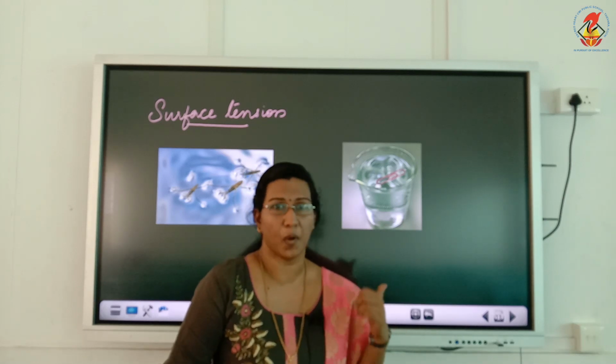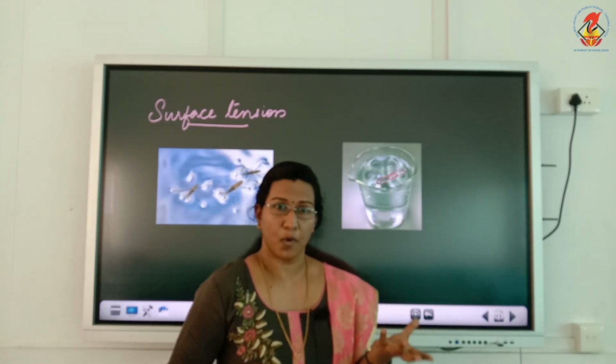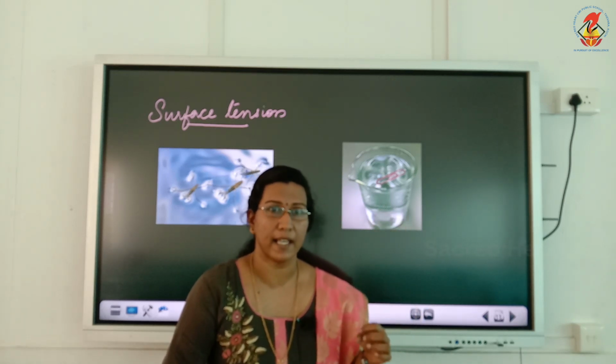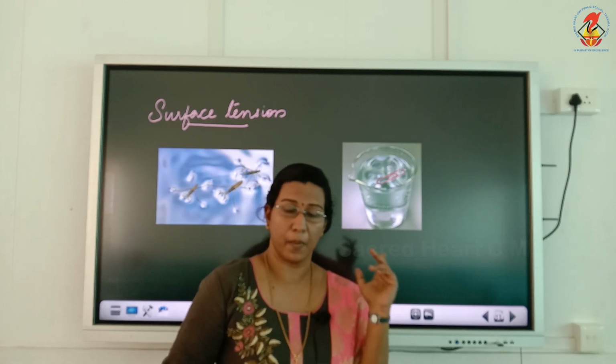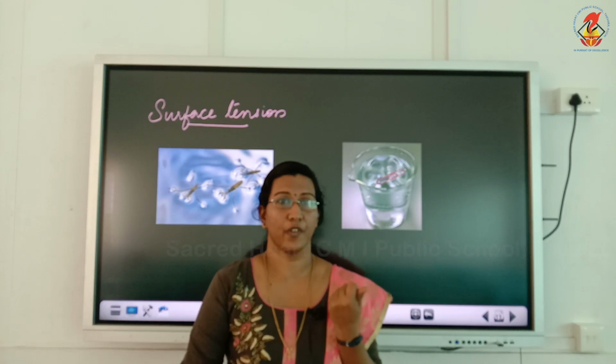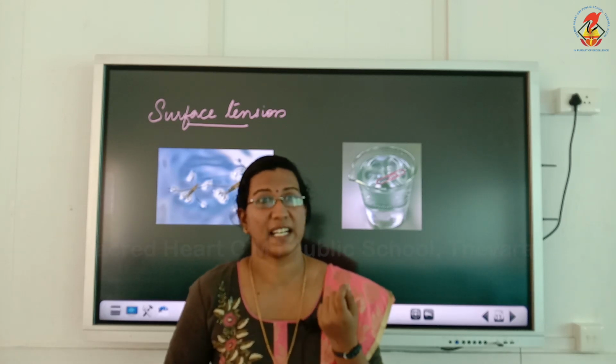Now how is this possible? We know if the density is more, definitely the object will sink into the liquid, but here in this case it is floating over the surface. The bug is able to move over the surface of the water. This is because of a phenomenon known as surface tension.